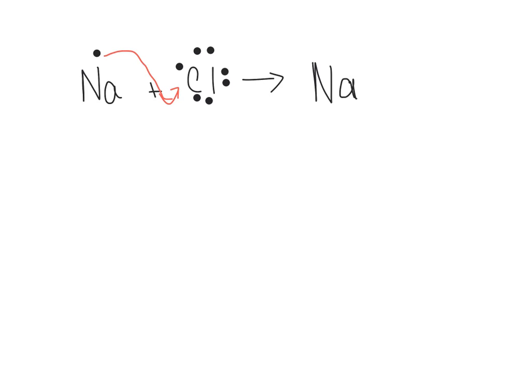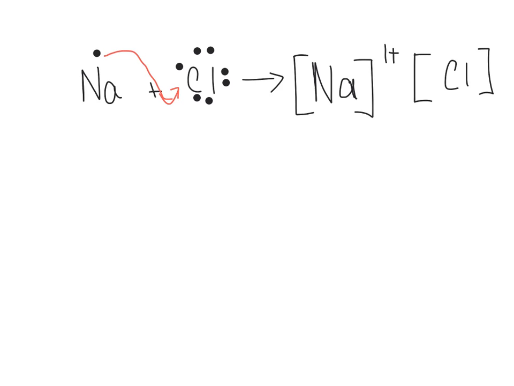Because sodium gave up its electron, it no longer has any dots. It lost an electron, so it's positive, and it lost 1, so it's 1 positive. So you put the square brackets and the charge. This is way nicer than having to draw Bohr diagrams. Okay, chlorine.